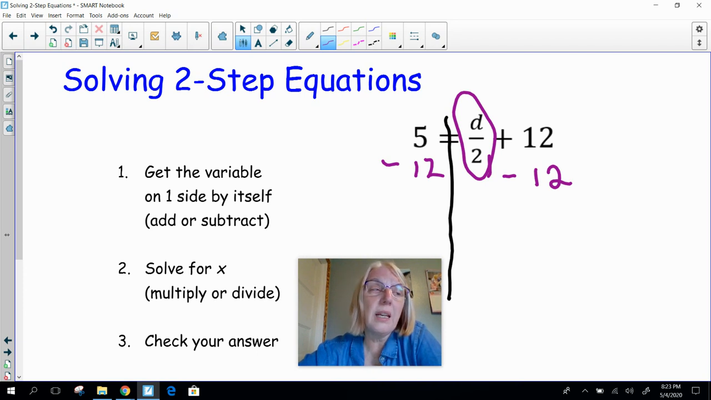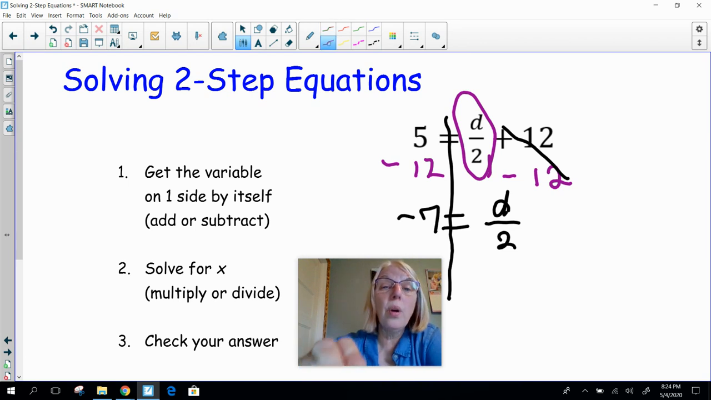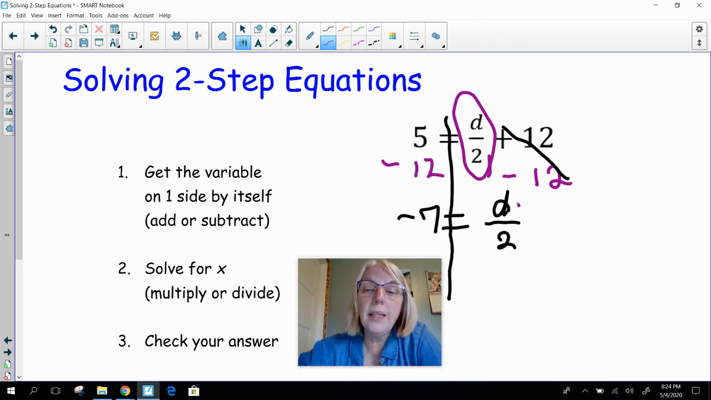And on the left side, if you take 5 and subtract 12, you are definitely going to get -7. Use your calculator if you want. +12 minus 12 is 0, and so you're going to get d divided by 2. So now the second step is to solve for the variable. I said solve for x. I should have said solve for the variable. And in this case, the variable is d.